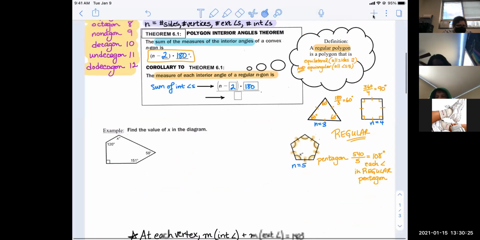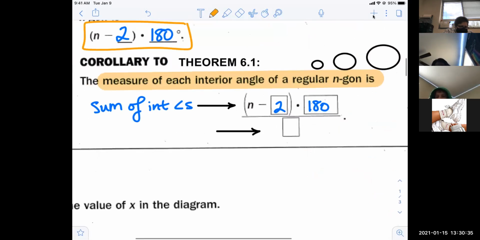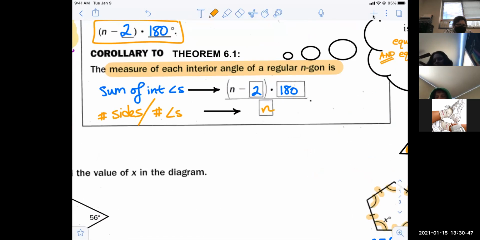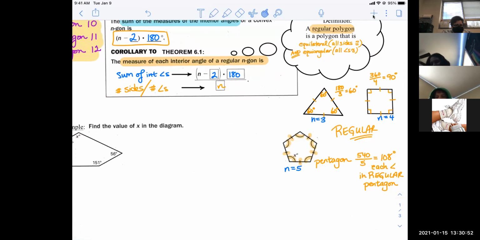Okay, so Jake said it. Somebody else tell me what goes down here? N, because it's representing the number of sides. You can say number of sides or number of angles, whatever makes sense to you, but you're dividing by n. That's a fancy way of saying what we did over here. This is n minus 2 times 180 divided by n. So here's the whole formula.